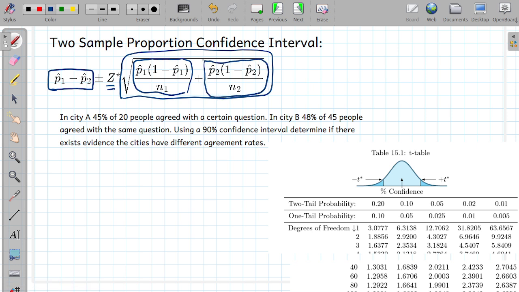The most important thing to remember when you're working with confidence intervals is that you're using the statistic and not the parameter here. That's why these are all the hat symbols.